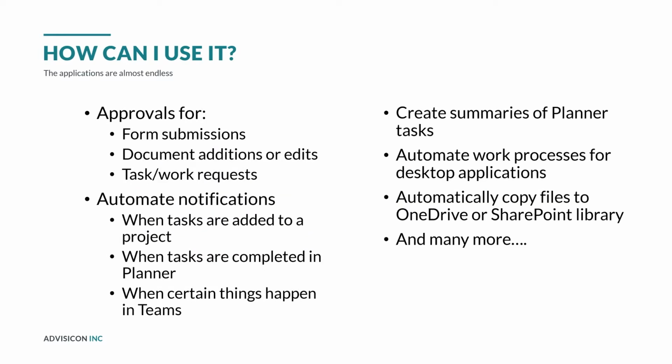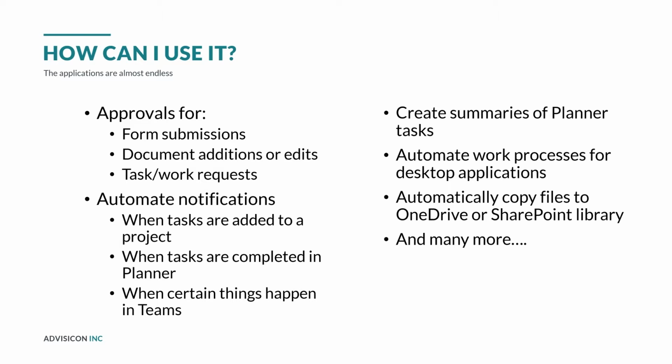What are some of the things that we can use Power Automate for? Typically, you might want to use it for approvals. If we have an intake request form, or if we have a document approval process for when someone has added a document to a library or maybe wants to publish a version of it. We can also automate approvals for work requests or provide notifications when tasks are added to a project or when something is completed or when something is late.